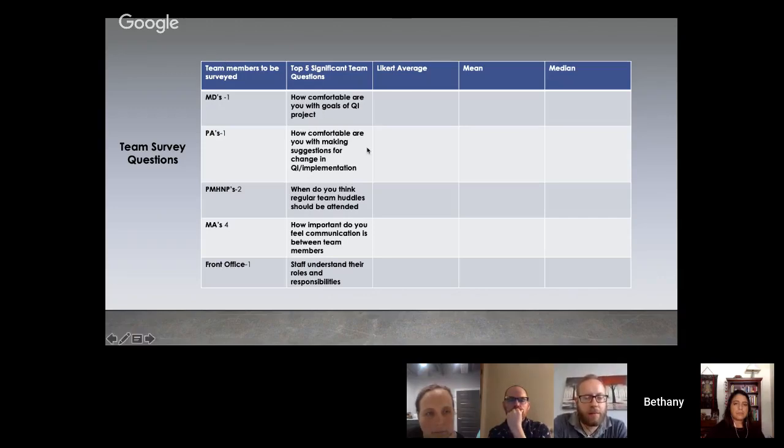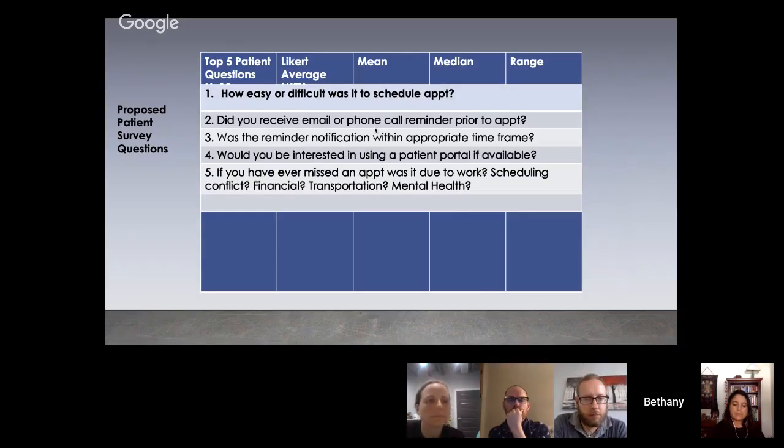How important do you feel communication is? And does staff understand their roles and responsibilities? And I have received some information back. I passed out the surveys and they're trickling back in. And then I've also, yesterday and the day before, or Thursday and Monday, I had some of my patients complete the survey, but I have not been able to evaluate them yet.